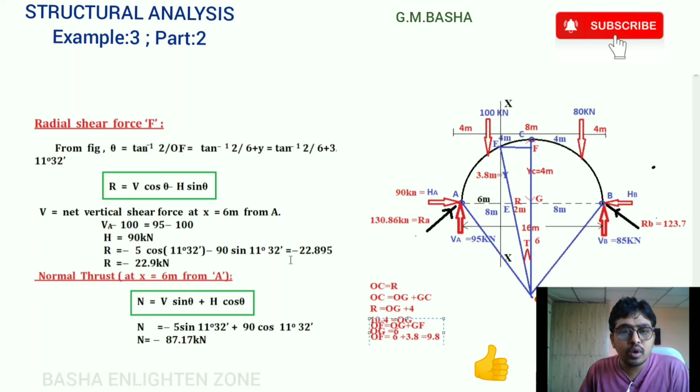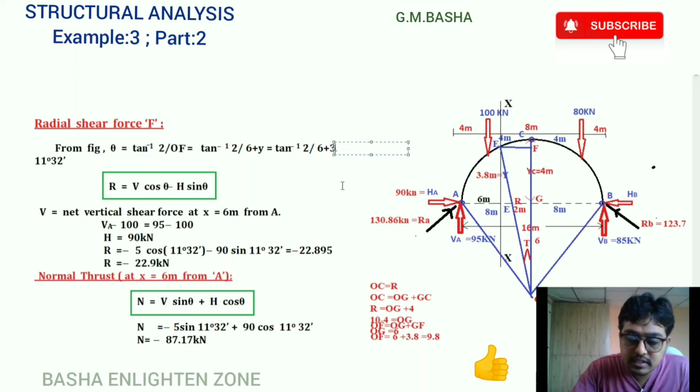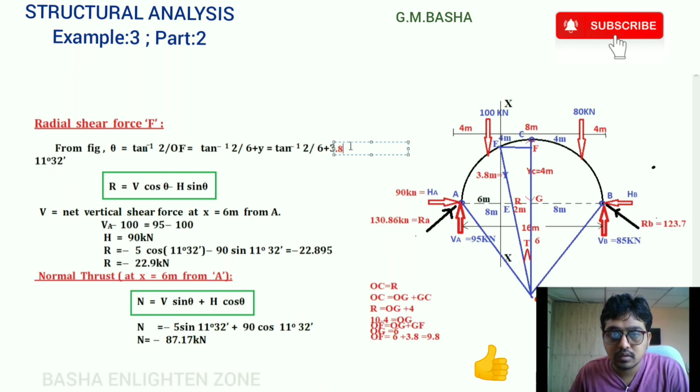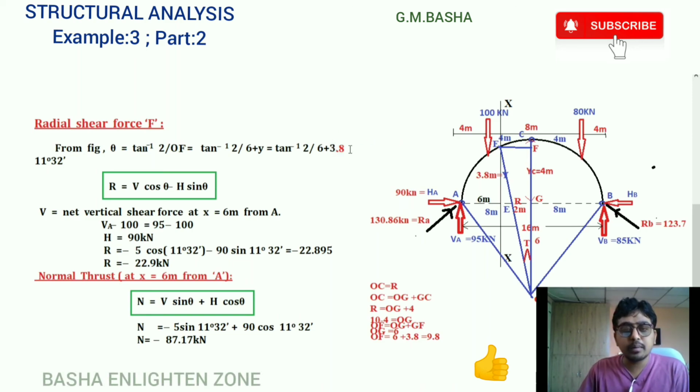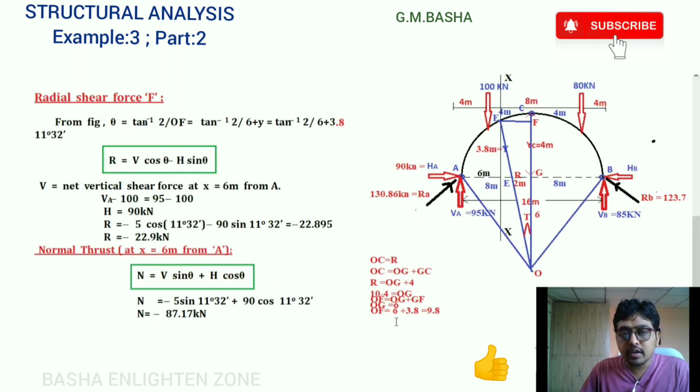So here also you have to take that 6 plus 3.8 meters. So 6 plus 3.8, totally 9.8 value directly. So here it will be somewhat clumsy, so please try to understand what I explained here.